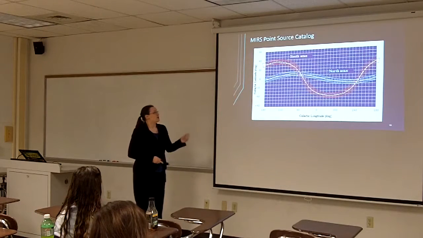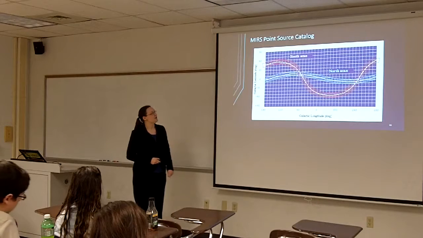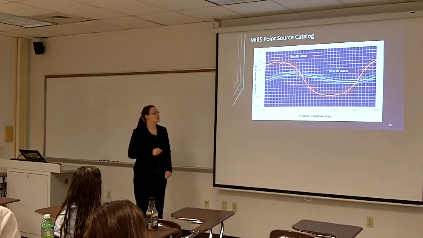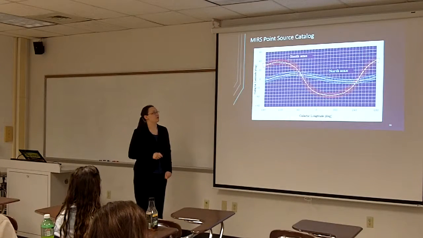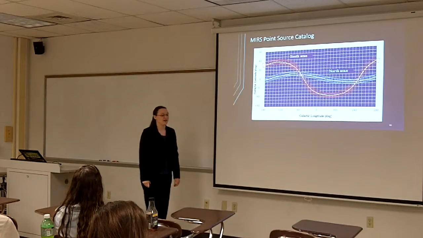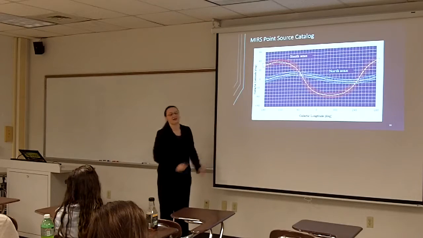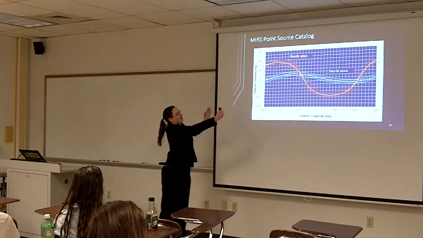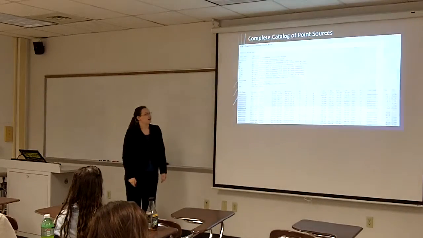So I stuck with the MIRS catalog because it was a lot nicer, but their telescope actually did 2 different scans. One is a south scan, one is a north scan. And when I went to go collect my data, they let you choose what piece of the sky you wanted to take the data from, and I said, all of it. So that's what we're gonna look at next.